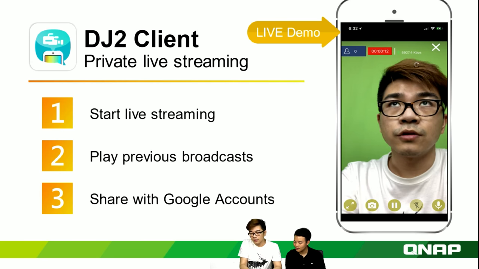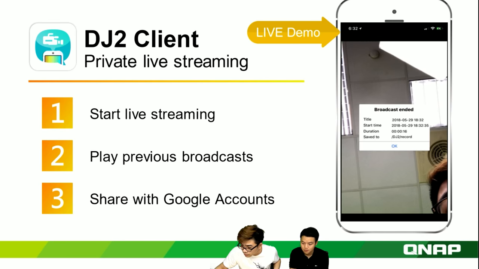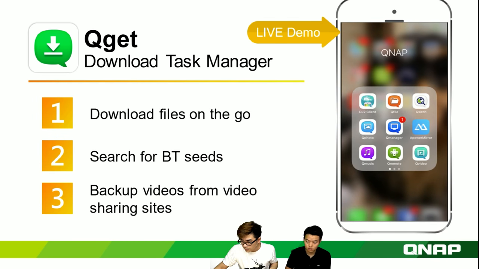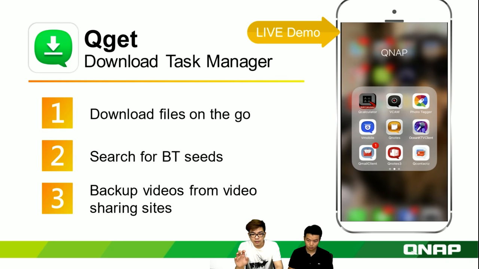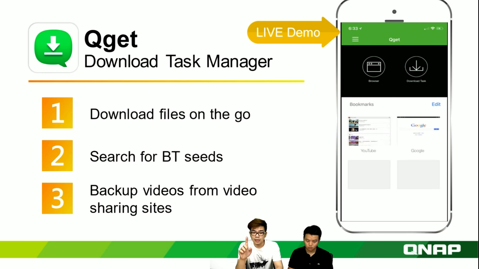So here's DJ2. And then let's go to another app, which is QGet. So what is QGet? Basically, we have an app called Download Station, which you can use to download the videos that people shared on the internet. QGet is another download station that can help you do this on your phone.